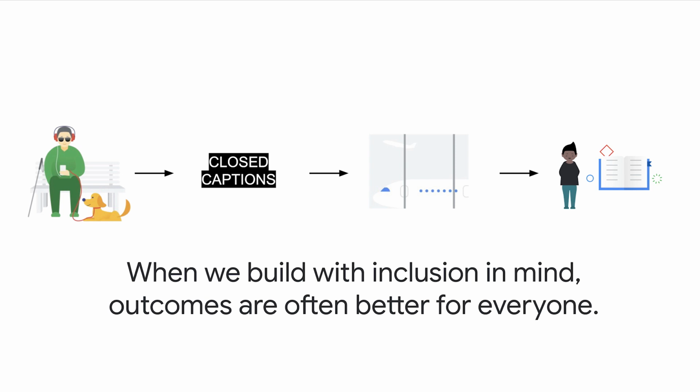For instance, closed captions technology was invented for people who are hard of hearing. Now it is also used by people in loud airports and can help children who are learning to read. So how to start integrating product inclusion into your product development process?